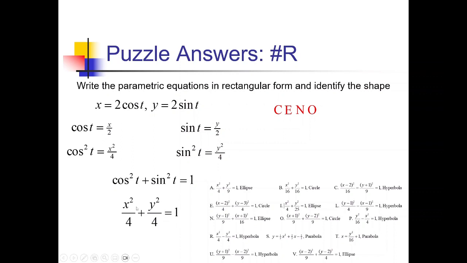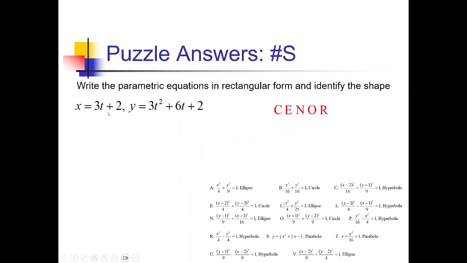We have both variables squared. We have the same sign, and that also means that because we have the same denominator in each of these, this is going to be a circle, not an ellipse. Looking at my answer, R. This is a bit different. They have subtraction instead of addition. They said it's a hyperbola instead of a circle, so that means we're going to be keeping R.